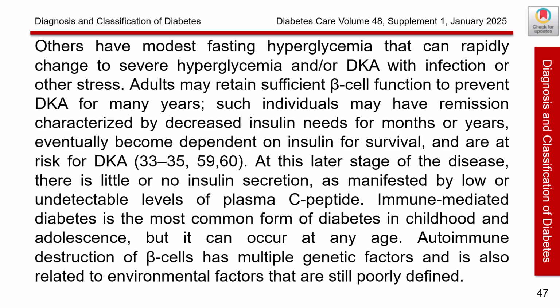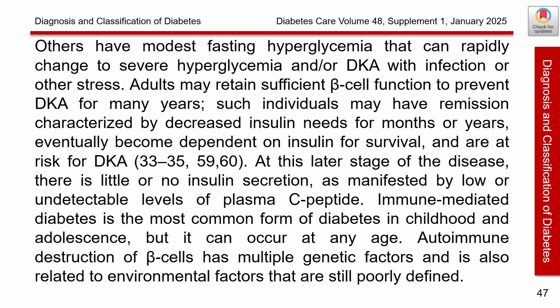Adults may retain sufficient beta cell function to prevent diabetic ketoacidosis for many years. Such individuals may have remission characterized by decreased insulin needs for months or years, eventually become dependent on insulin for survival, and are at risk for diabetic ketoacidosis. At this later stage of the disease, there is little or no insulin secretion, as manifested by low or undetectable levels of plasma C-peptide. Immune-mediated diabetes is the most common form of diabetes in childhood and adolescence, but it can occur at any age.